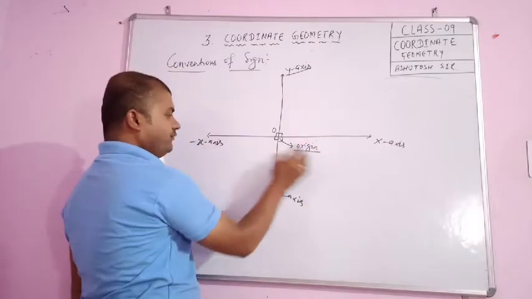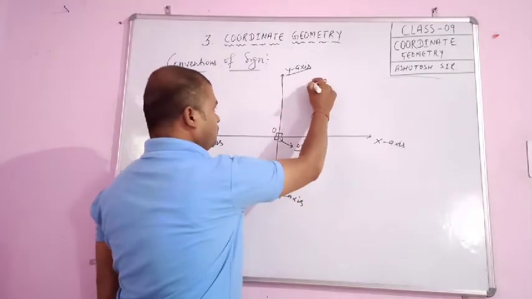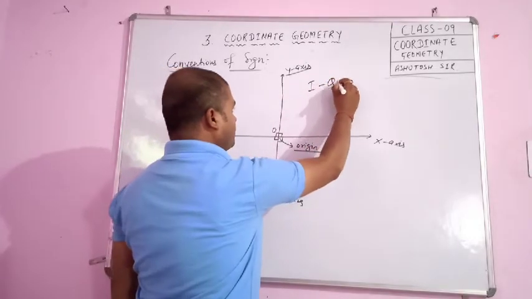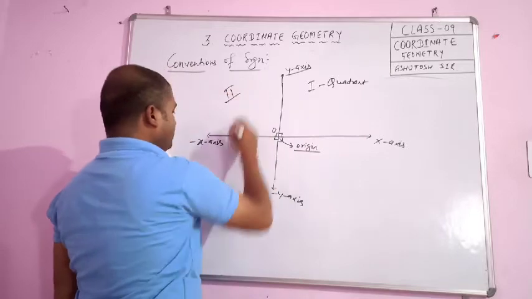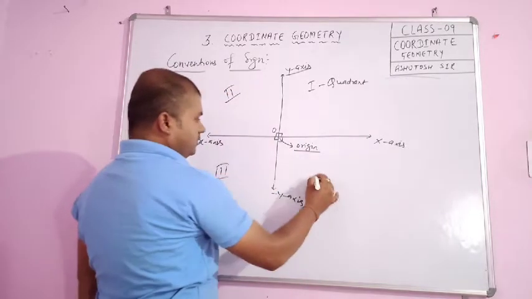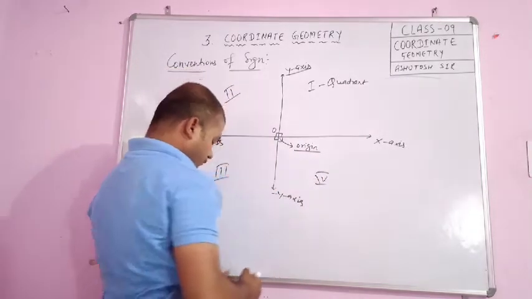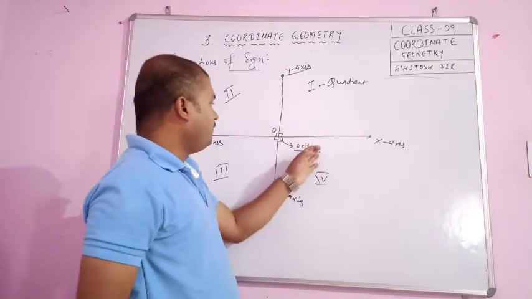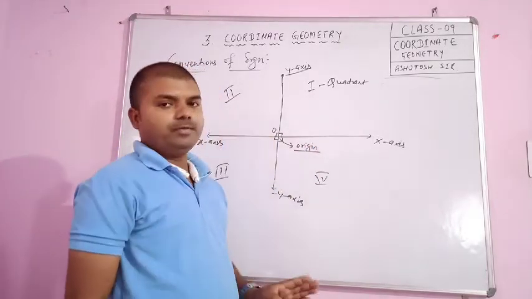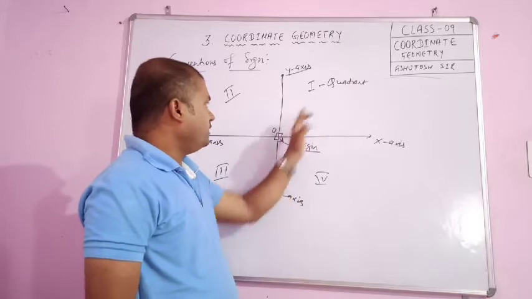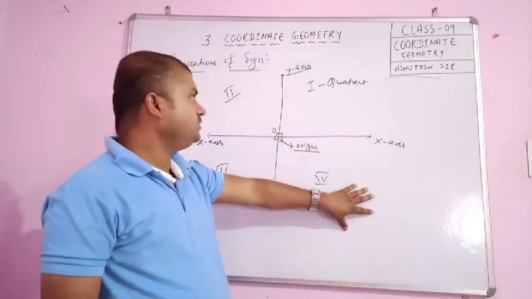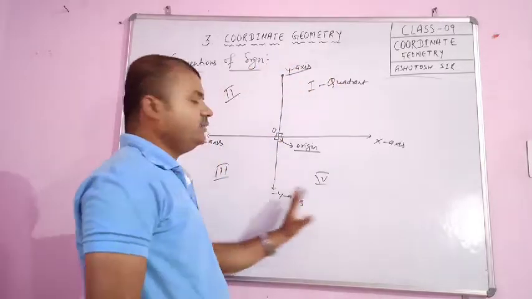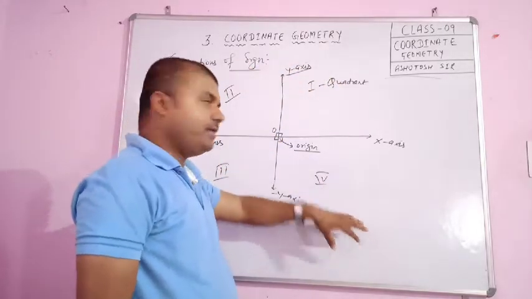1, 2, 3, 4. And the first area is called the first quadrant. This one is the second quadrant. This one is the third quadrant. And the last one is the fourth quadrant. With the help of these two perpendicular lines, we get 4 different types of quadrants in which 4 different types of ordered pairs can be represented.